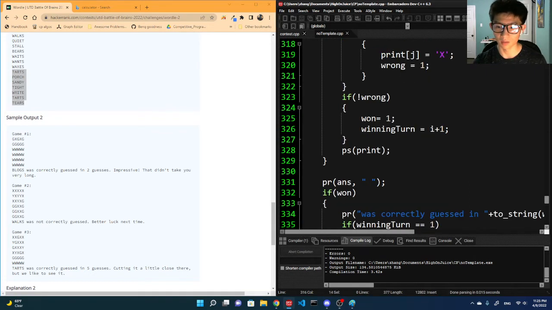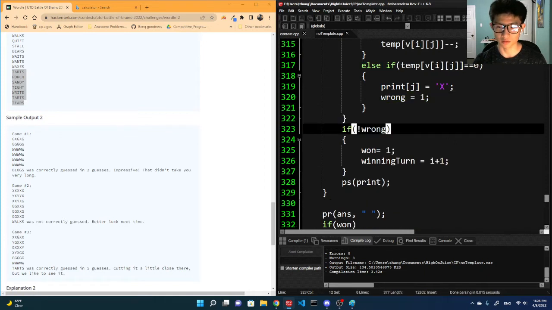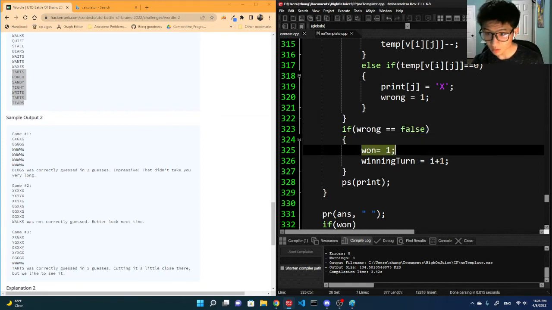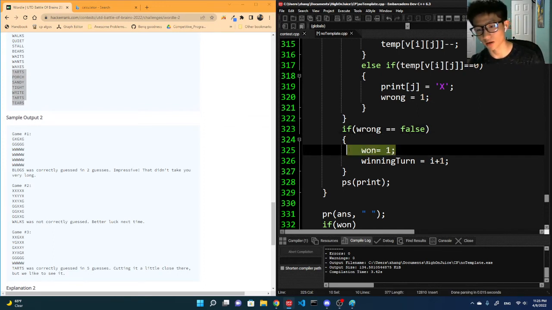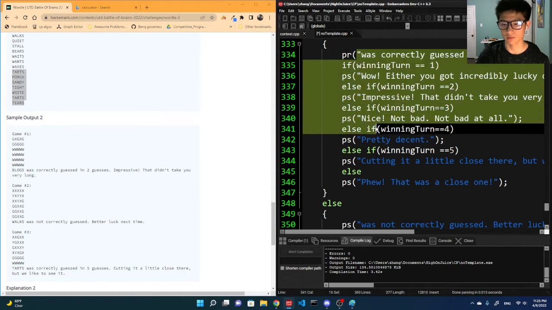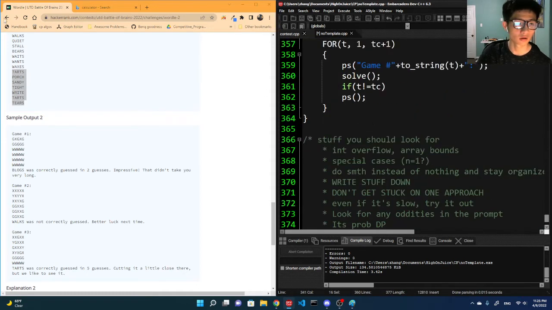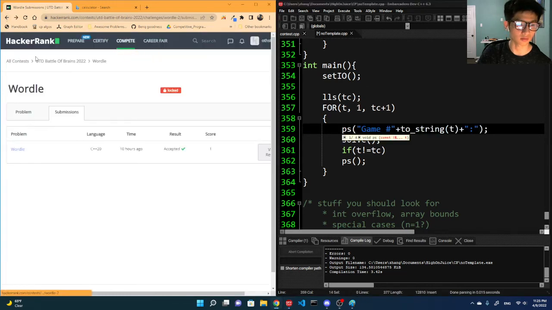And then if it's wrong, so if I see yellow or a gray, this is just false. Change to 1, or if there are no wrong answers, I store a variable called winning turn, and then I just type all this out. This is just BS. Before my test cases, I would print out this, which is just whatever game number it is.